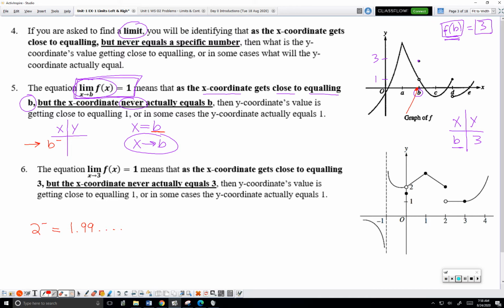The other way to get close to b is, of course, to be slightly more. So that would look like this. And on a graph, it's difficult to draw, but we'd be looking right here. Not a really tricky concept, but I just want to pay some extra credit. So somebody raise your hand and tell me, if we're looking at a value like 2 plus, what are we looking at?